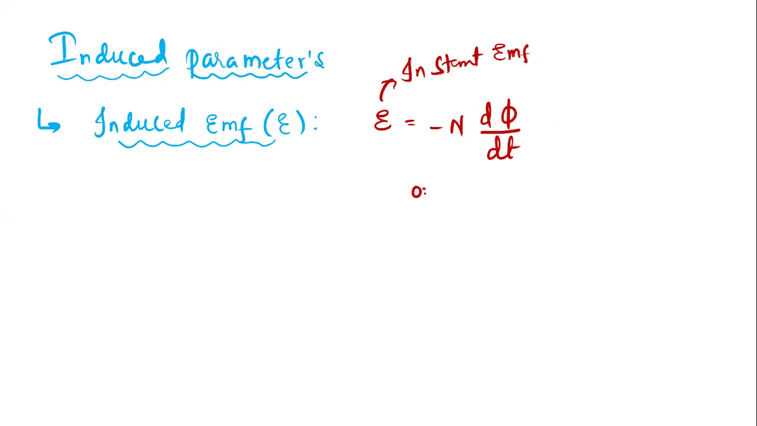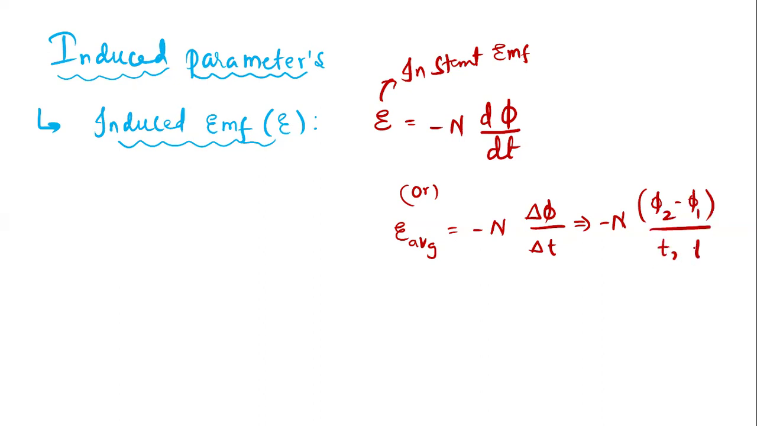Or else we will also have one more EMF, which is average EMF, AV meaning average. Average EMF is minus n into, instead of this differentiation, delta phi divided by delta t. Or else minus n into phi 2 minus phi 1 divided by t2 minus t1. So average is also there and instantaneous is also there. Mostly we'll use the instantaneous. Whenever there is a change in flux, increment or decrement, as we discussed yesterday, automatically EMF will generate.